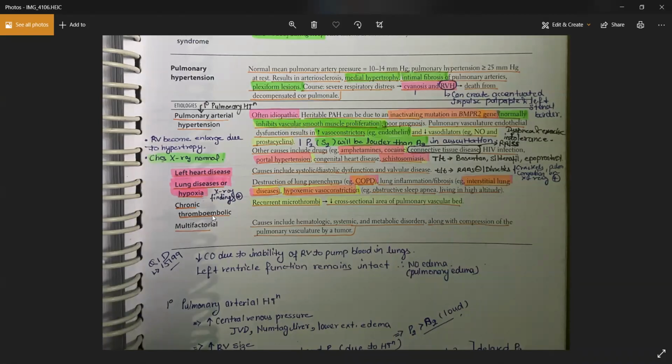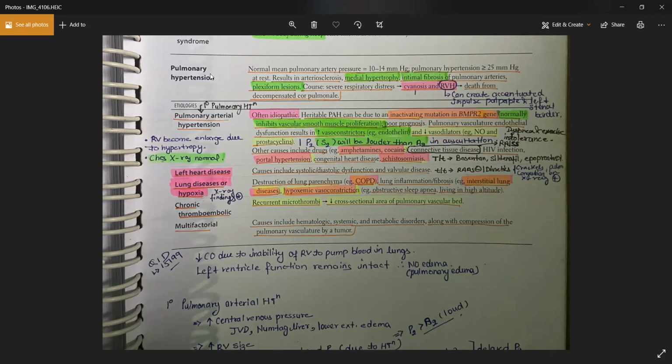Chronic thromboembolism: if the patient is having recurrent microthrombi in the vessels, that can again lead to pulmonary hypertension. Some metabolic causes, hematologic causes, and multiple tumors can do that. So these are the multifactorial causes of pulmonary hypertension. Symptoms are just fatigue, shortness of breath, and exercise intolerance. X-ray will help you, biopsy will help you, and the patient history again will help you.